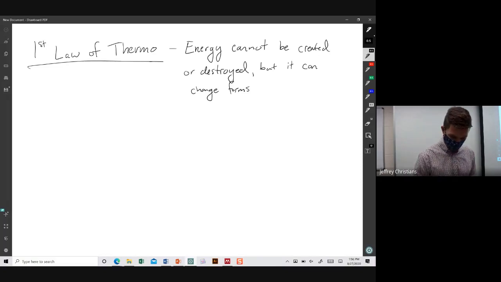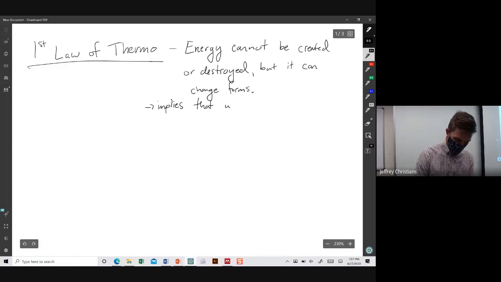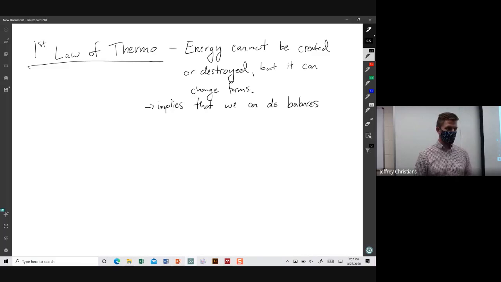So this implies that, in 150, you used conservation of mass to do mass balances. You also did a little bit with energy balances like this. But this implies that we can do balances. If it can't be created or destroyed, then we just have to track where it goes, and whether it changes from one form into another. We can track it because it doesn't just disappear or appear magically.